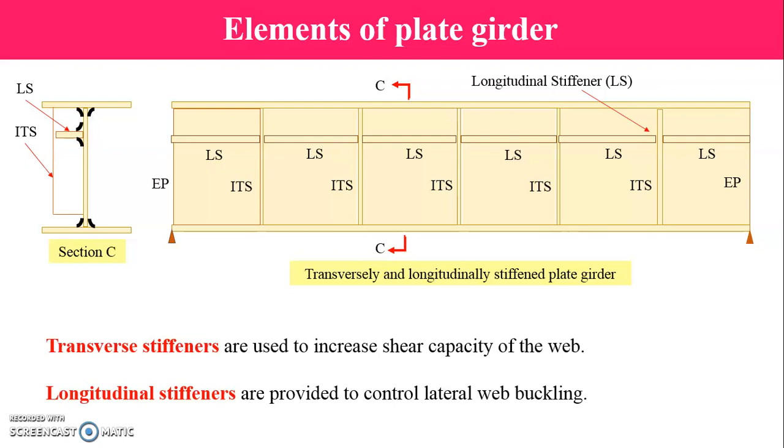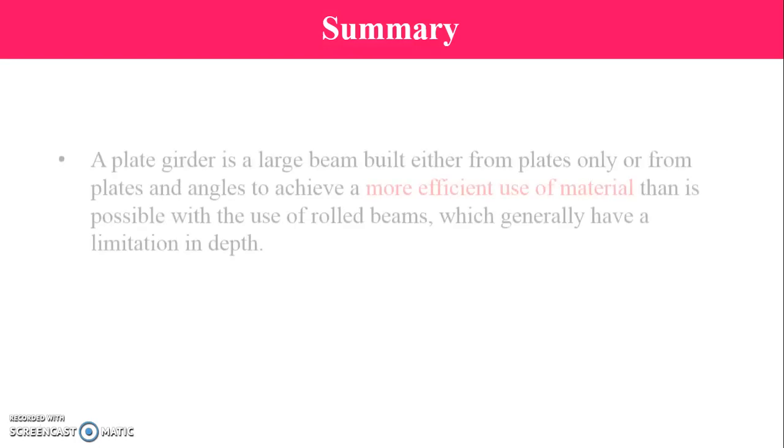So what are transverse stiffeners and longitudinal stiffeners? Basically, transverse stiffeners are used to increase the shear capacity of the web, and longitudinal stiffeners are used to control web buckling. So hope you understood up to this. Now we will summarize up to this.